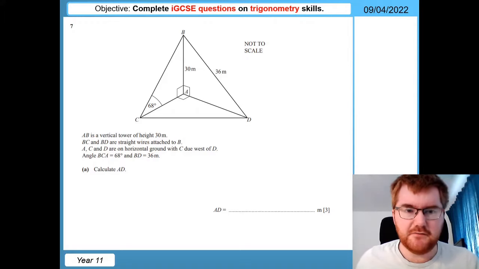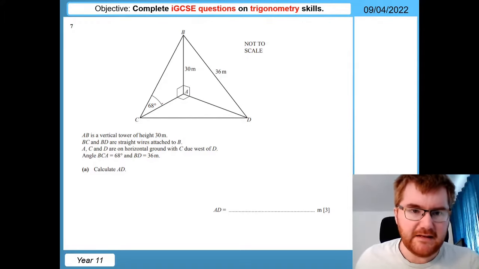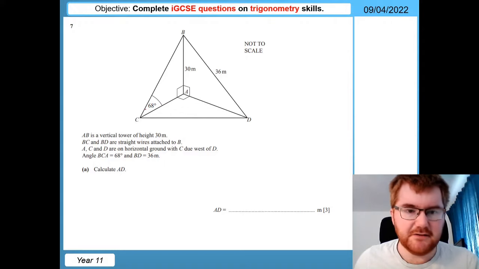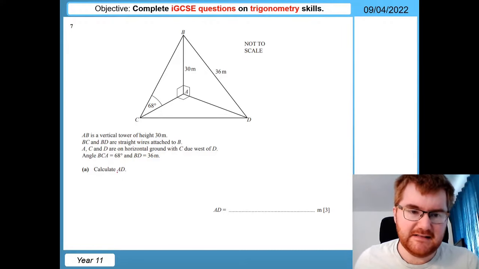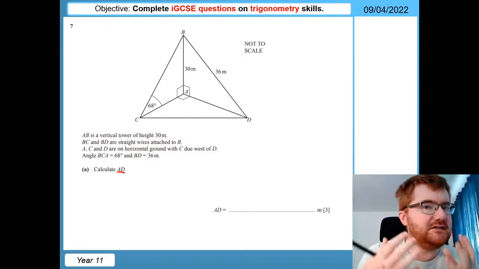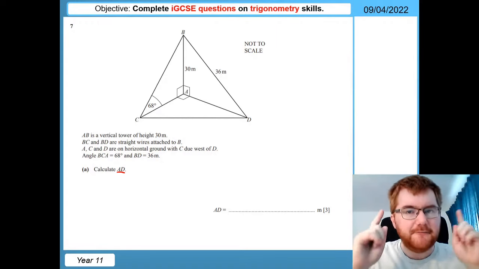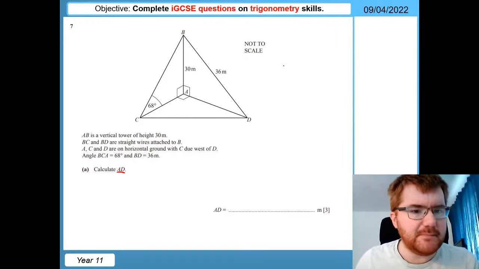So AB is a vertical tower of height 30 meters, and they give us a nice diagram here. And they give us an angle, BCA is 68 degrees, and BD is equal to 36 meters. And we need to calculate AD. Now, one of the things I notice students do is they look at this kind of question, they go, right, I need to use trigonometry. But let's consider this a bit more carefully.